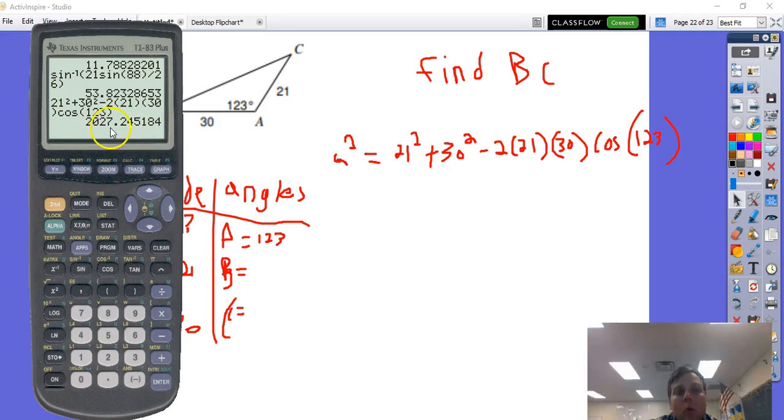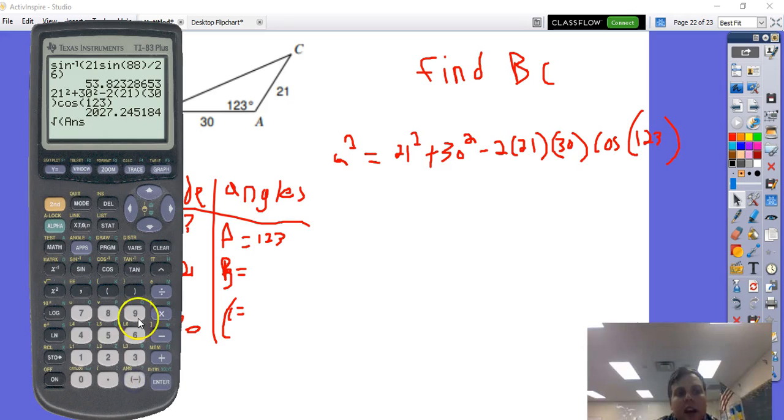So a squared is equal to that number. Well, I want just a, so what am I going to have to do to this number to get just a? That's right, I'm just going to square root it. So second square root, and then second answer.